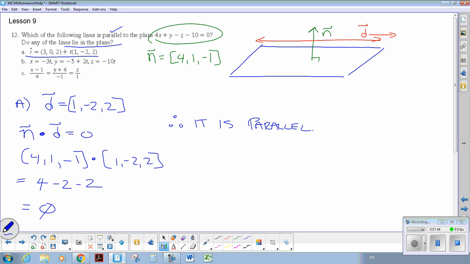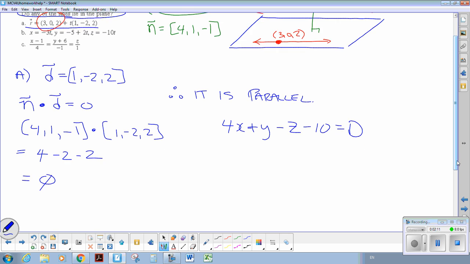Is it on the plane? Well, if that line is on the plane, that means its reference point would be on the plane. So we're asking ourselves, is 3, 0, 2 on the plane? The way to check that is to go back to the scalar equation of the plane, 4x plus y minus z minus 10 equals 0. And we're going to check.